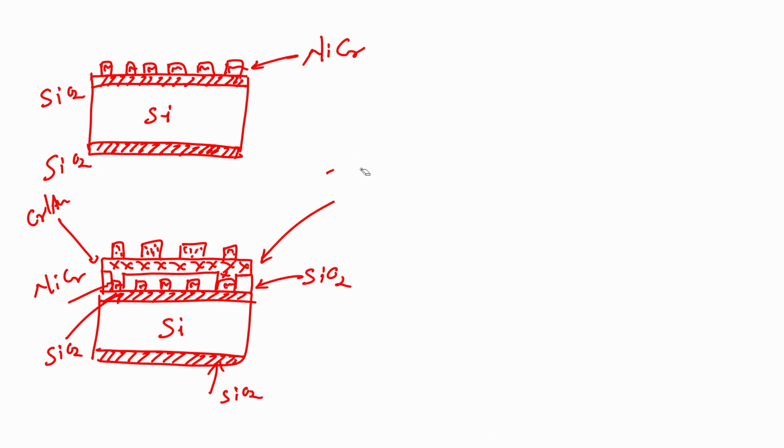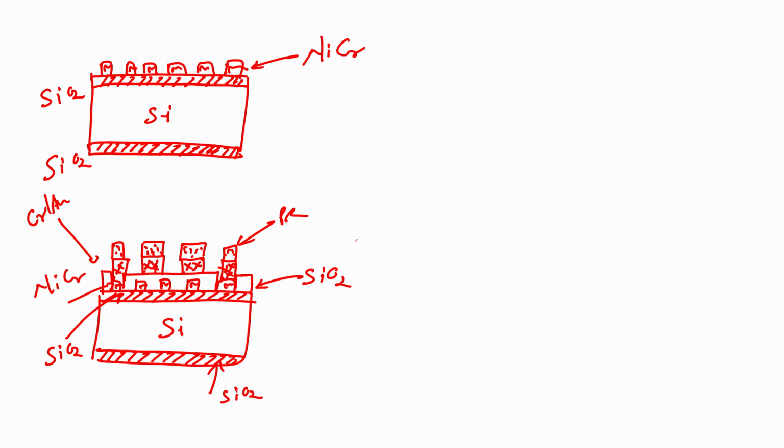What will happen? The area which is protected by photoresist will remain as it is, and the area which is not protected by photoresist will get etched. All right. So, the area which is protected by photoresist is stronger, and the area which is not protected by photoresist will get etched.